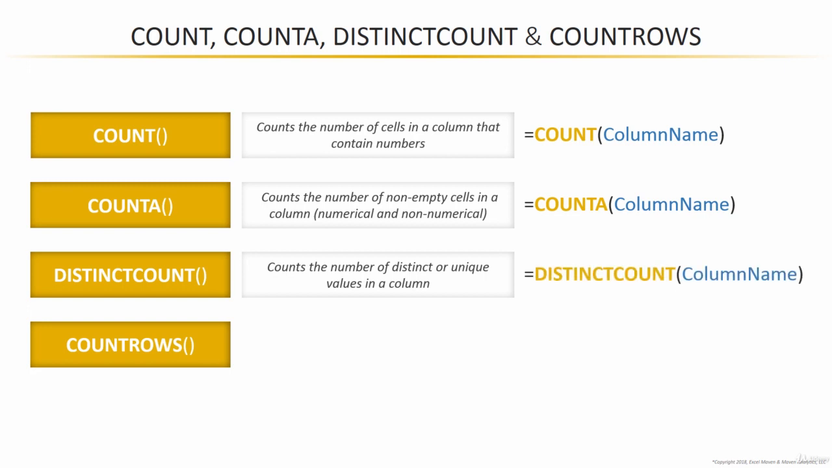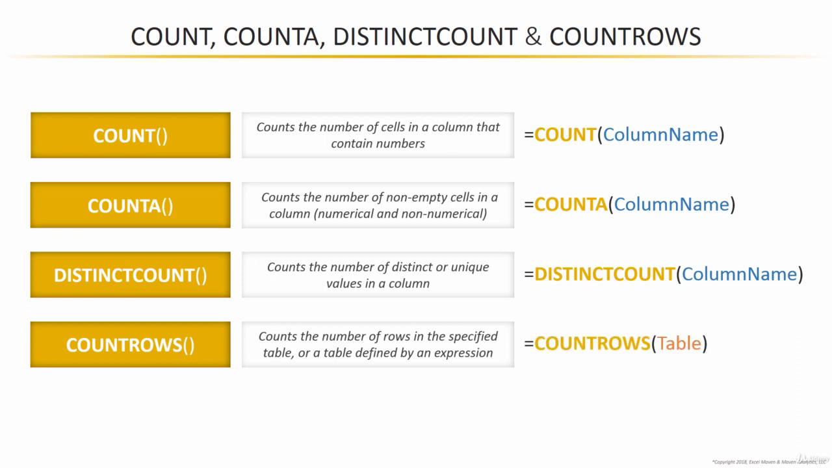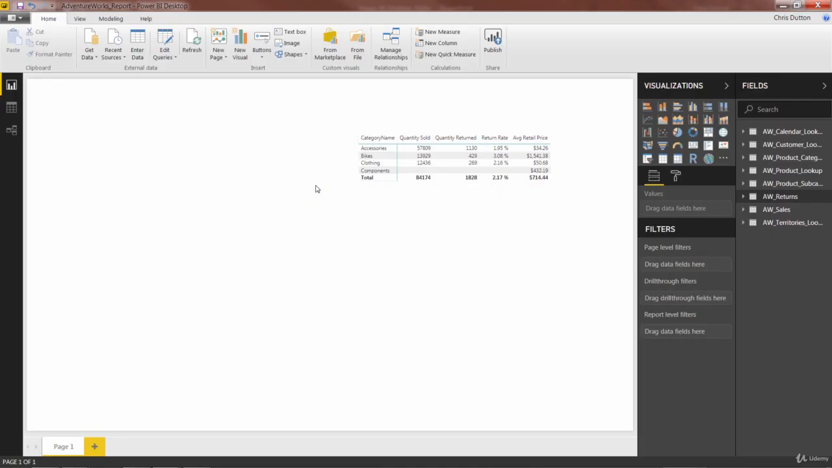And then last but not least, we have count rows. This one's slightly different because this actually points to a whole table or a table defined by an expression like filter or all, and counts the number of total rows in that table. So pretty clear, pretty straightforward. Let's practice a couple of these in our AdventureWorks file.